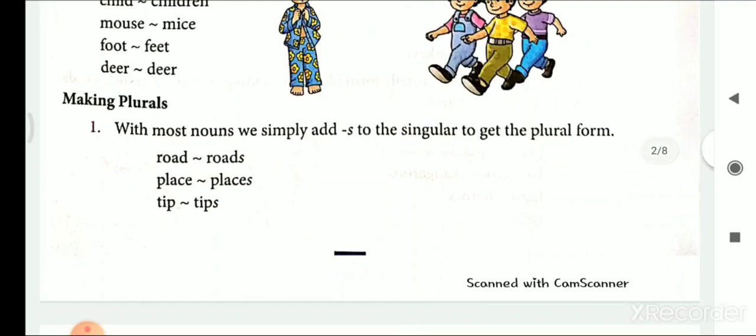Let's discuss the rules. How to form a plural. The first rule is, with most nouns, we simply add s to the singular to get the plural form. In most nouns, we just add s in order to make it more than one. For example, road, roads; place, places.